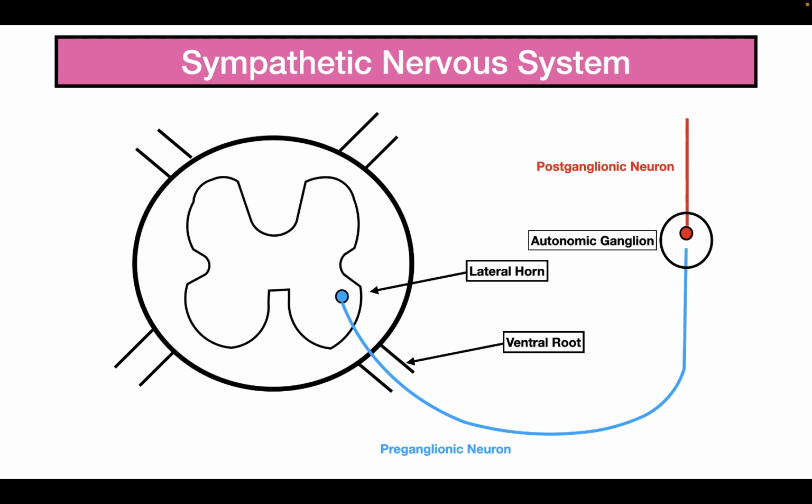So what type of chemicals are going to be used for synaptic transmission in this case? Well, the first one is going to be acetylcholine. So acetylcholine is going to be used in the autonomic ganglion. So it's going to be used to send signals from the preganglionic neuron to the postganglionic neuron. And the second chemical is going to be norepinephrine, which is released from the postganglionic neuron onto the target cell. So let's take a closer look at both of these chemicals.